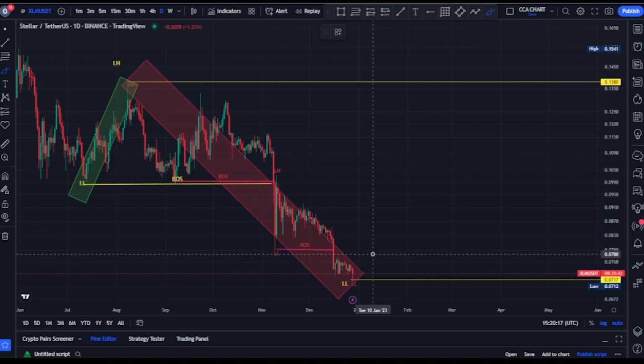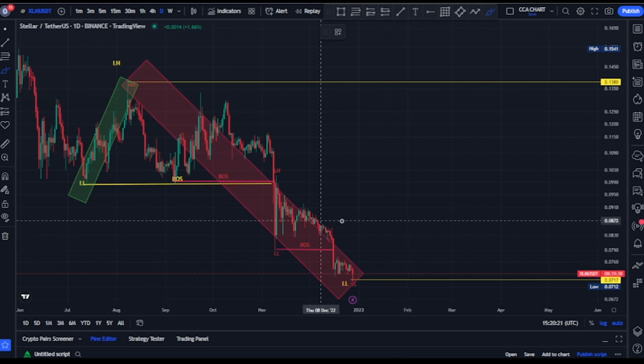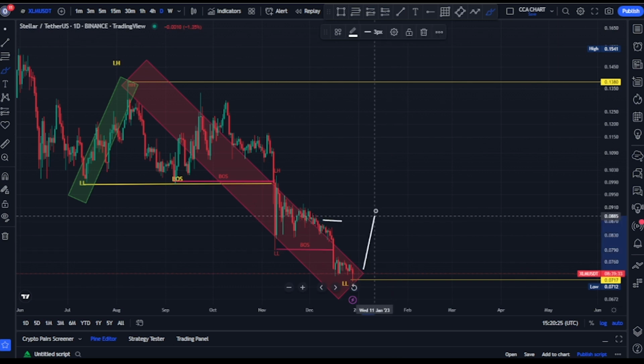Expecting a pullback. Guys, we've not seen a pullback. For us to be sure that we're on a pullback, this swing that gave us this lower low needs to be taken out. We need price to trade above this swing. If not, guys, we should expect more break of structure to the downside. So guys, let's move to our lower time frame.